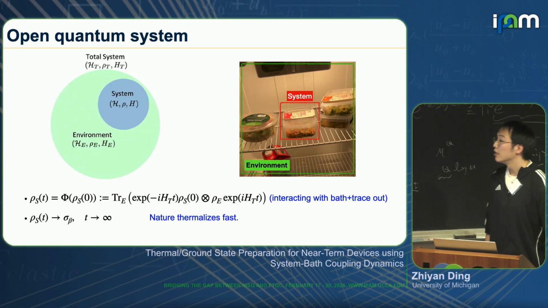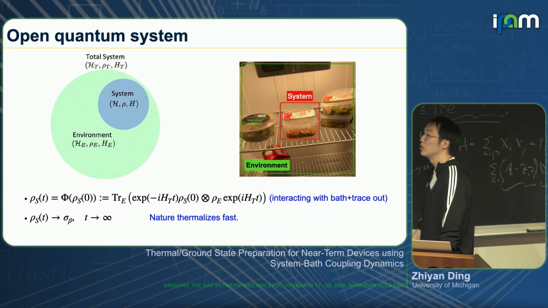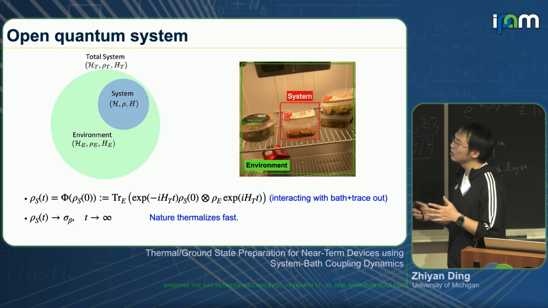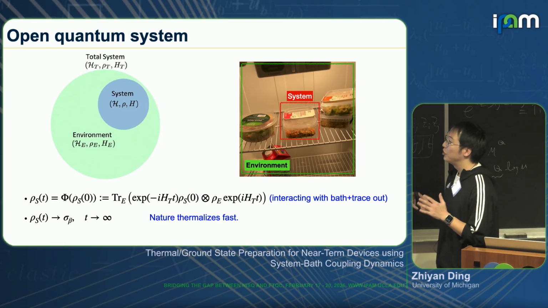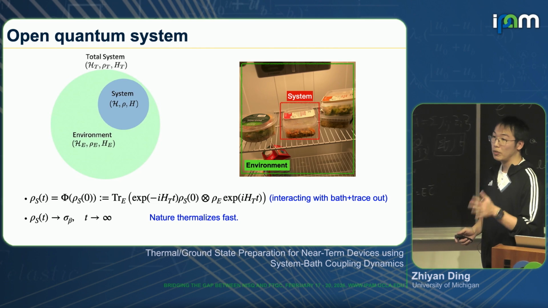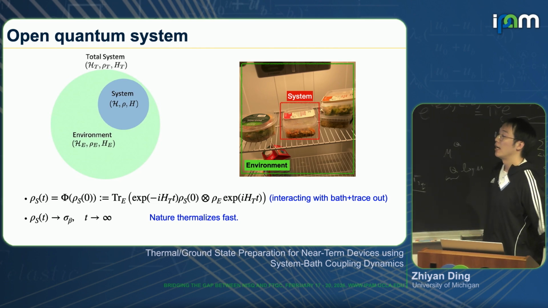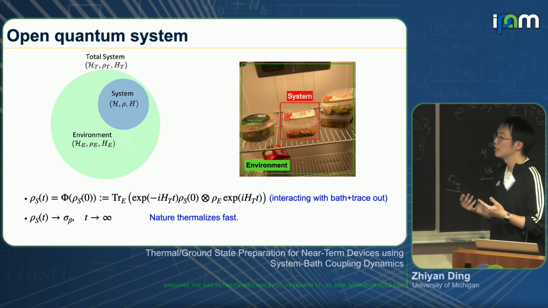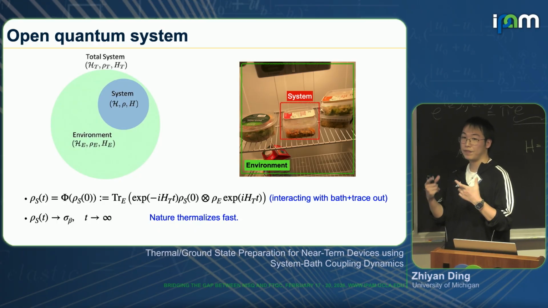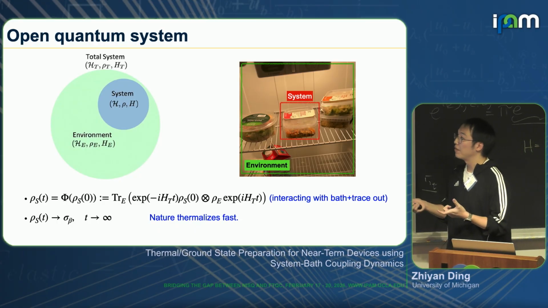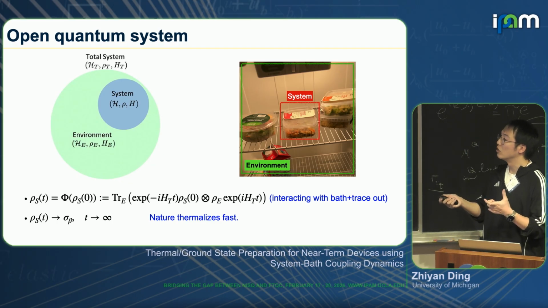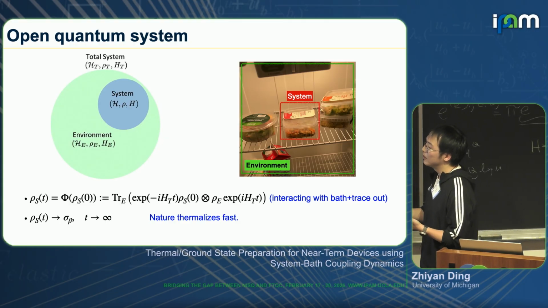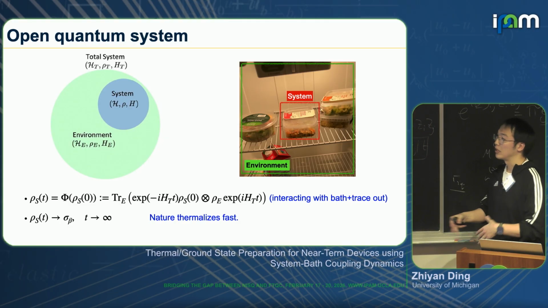Okay, so before introducing the algorithms, I want to give some intuition about this algorithm. Essentially, we will use open quantum system dynamics to prepare the ground state of a given Hamiltonian. To understand open quantum system dynamics, you can imagine that I have some food, and you can see my food as my system. Then I put the food into the fridge, which is the environment. Then I give my fridge some temperature.